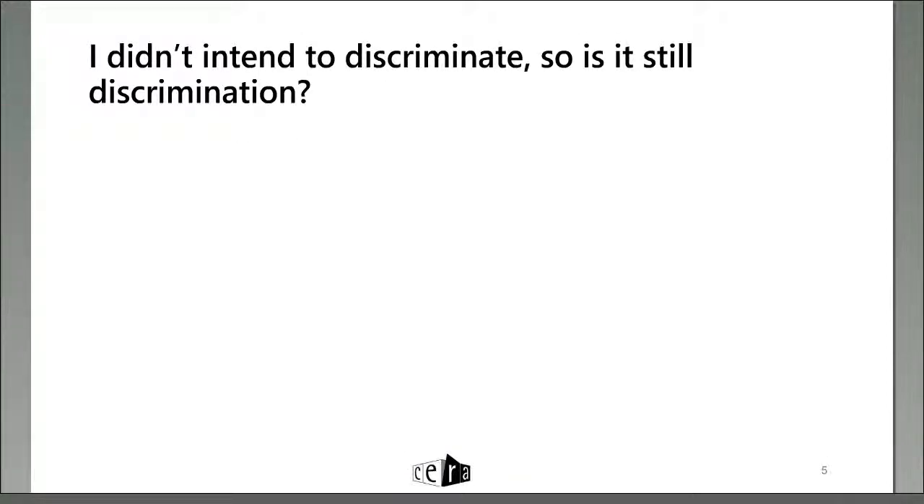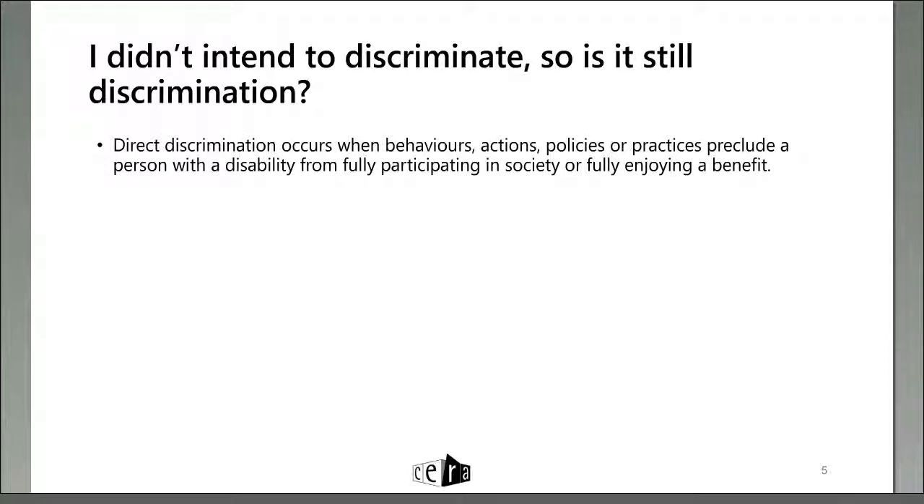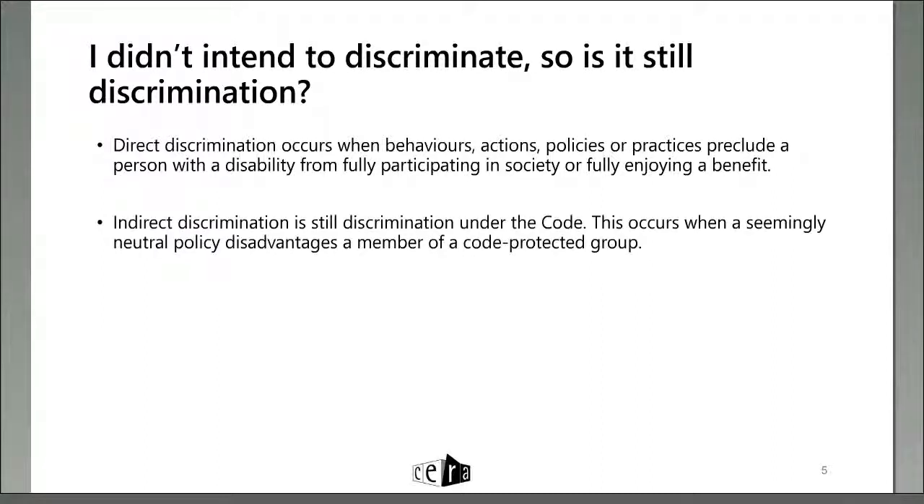Our next question is, I didn't intend to discriminate, so is it still discrimination? Direct discrimination is what most people think of when they think of discrimination. Direct discrimination occurs when behaviors, actions, policies, or practices preclude a person with a disability from fully participating in society or fully enjoying a benefit.